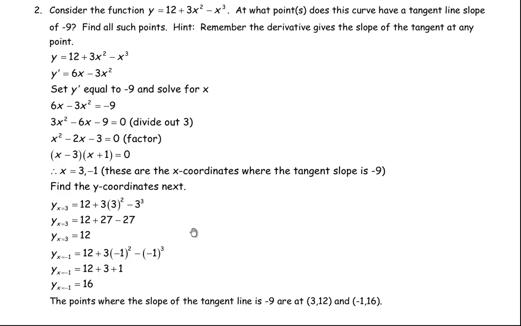And then we put negative 1 in instead. So negative 1 here and here, and that works out to be 16. So we put 3 in and we got 12, so (3, 12) is 1 point. And then we put negative 1 in and we got 16 for the y coordinate. So there's actually 2 points here where the slope of the tangent is negative 9. They're at (3, 12) and (-1, 16).